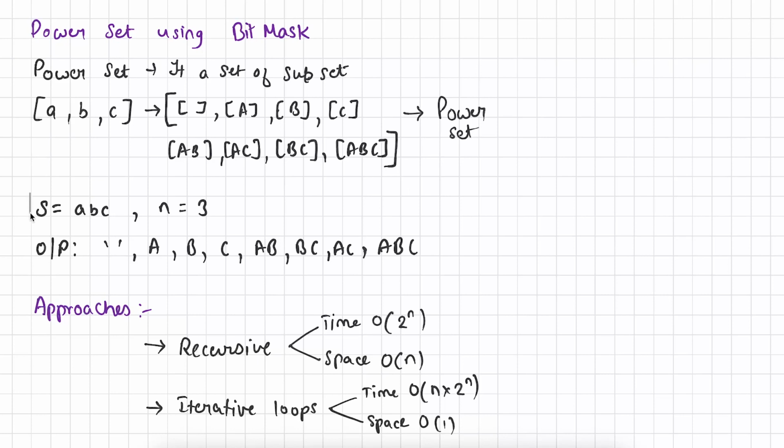So let's say if a string is ABC, the size of the string is 3, then there are 8 subsets of this string possible. One is the blank subset, or we can say empty subset, then A, B, C, AB, BC, AC and ABC. So let's pause this video and think about a solution to solve this problem.